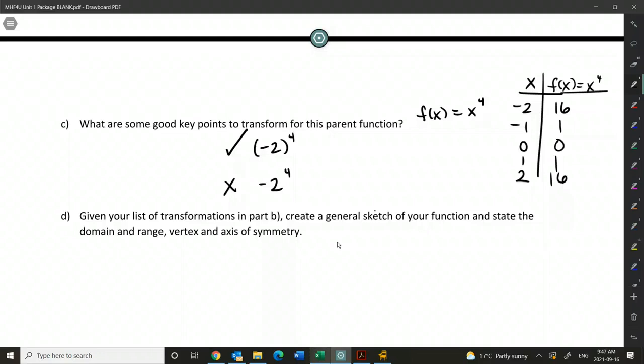Okay, also use your common sense. We know if we square something or we put it to an exponent 4 or 6 or 8, the negatives will all become positive. Okay?